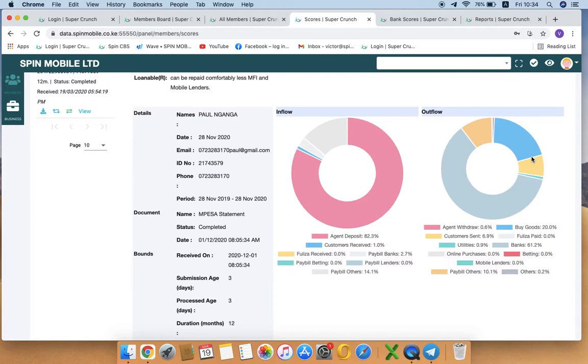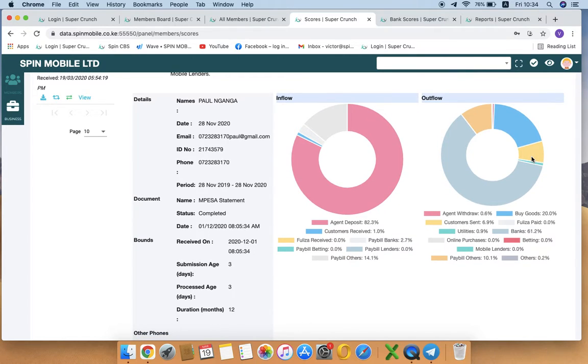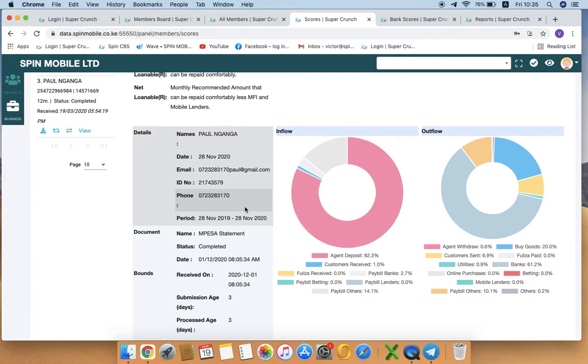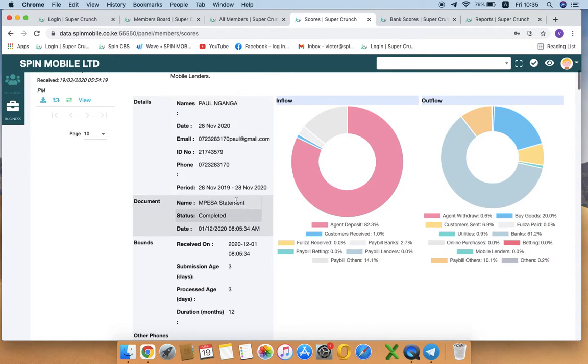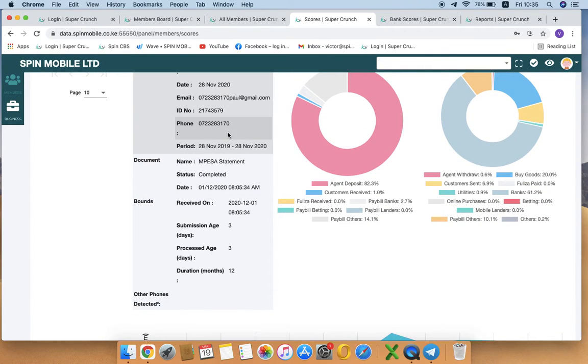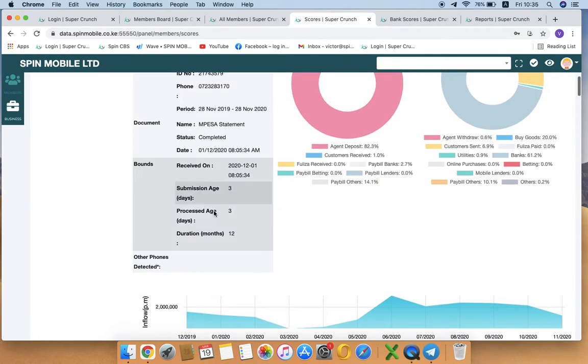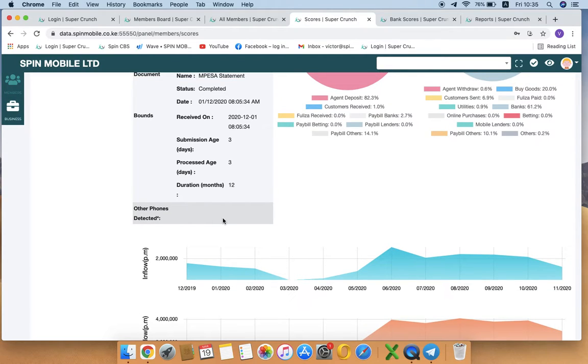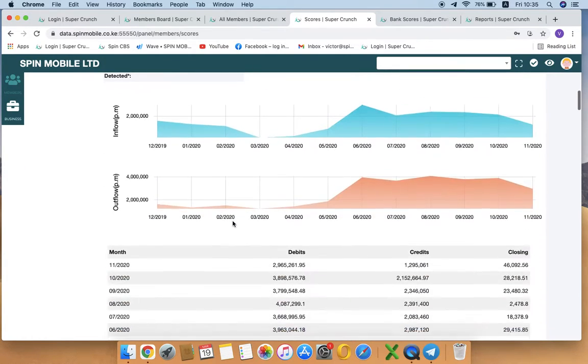Now, of importance is to see what is the actual information that has been extracted from the PDF, the mobile money statement. So the KYC information, including the name, email address, ID number, phone number. These are extremely important information for validation and verification process. We're able to detect other phone numbers that this individual could be having, so that if they have other financial statements or mobile money statements, we can know.